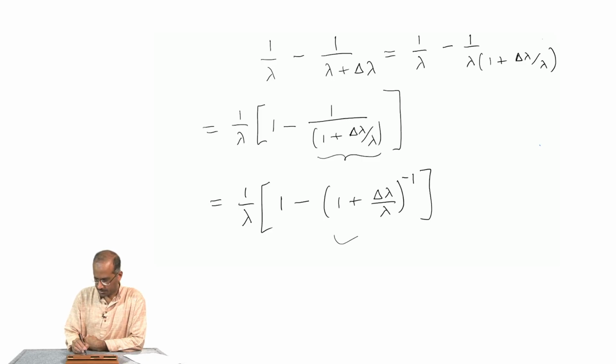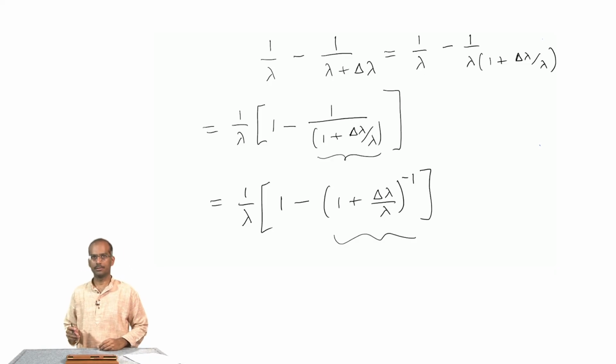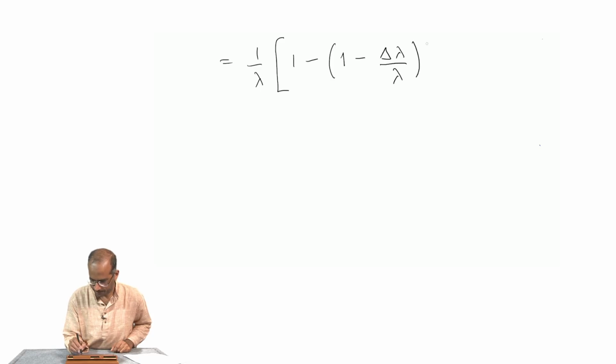And now, for this one we will use the fact that delta lambda by lambda is smaller than 1 and do a binomial expansion, and keep only the first term. If I do that, I am going to get 1 by lambda multiplied by 1 minus (1 minus delta lambda by lambda). Now it is an approximation; the approximation is that delta lambda by lambda is much less than 1. So, 1 and 1 would cancel, and I am going to have delta lambda by lambda square.